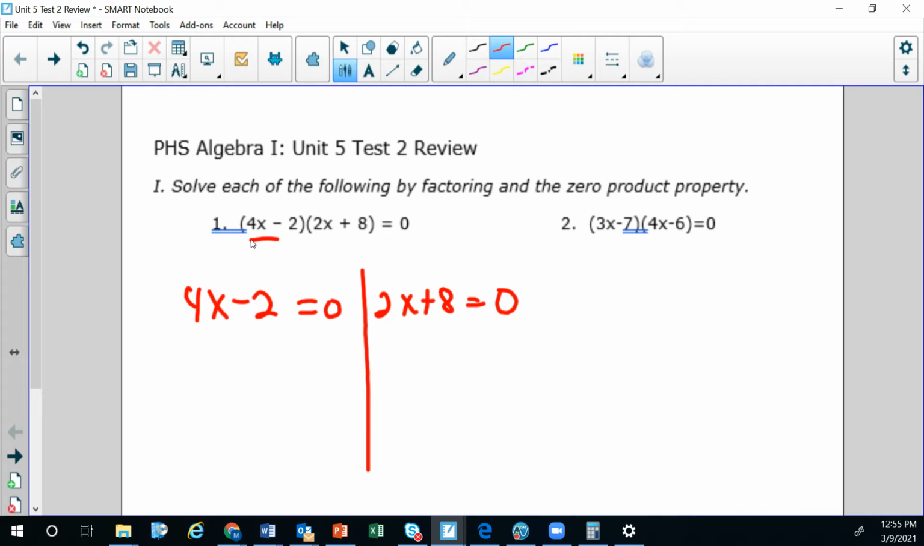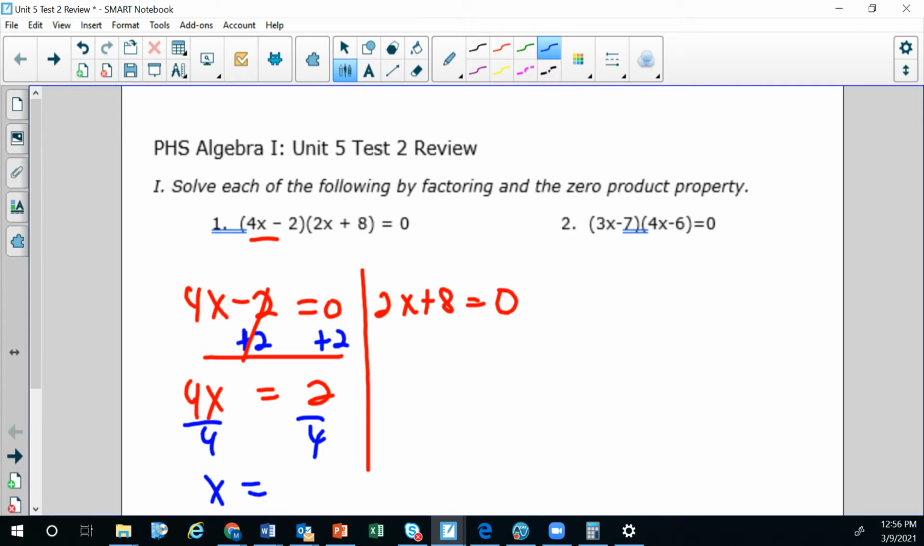Well, on the first equation, I have a negative 2 right here, so I want to eliminate that. So I'm going to add a 2 to the left side, but what I do to one side of the equation, I must do to the other side. So I'm going to add a 2 right there. So that's going to give me 4x is equal to 2. When I add, that cancels out. So I'm left with 4x equals 2. Now to get x by itself, I have to divide each side by 4. So I'm going to divide by 4 here, divide by 4, and that gives me x is equal to 1/2.